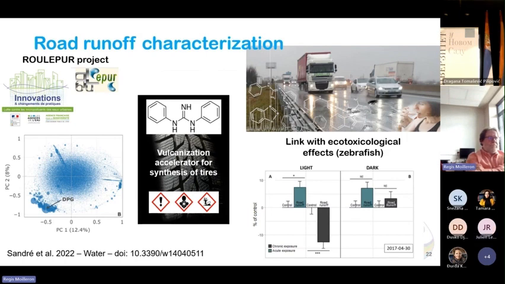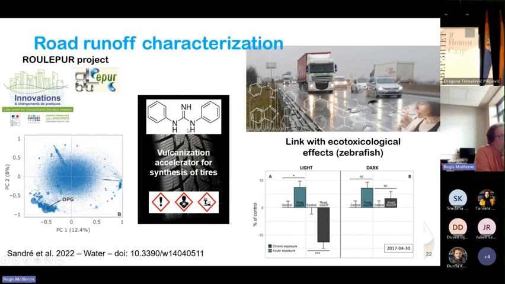And thanks to these statistical methods and non-target analysis, we were able to detect in road runoff samples, so some water that was collected near a road with high traffic near Paris. We were able to identify some very intense molecules, and especially this molecule here. It's diphenylguanidine, which is an additive used for the synthesis of tires.